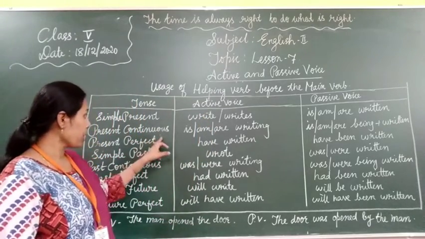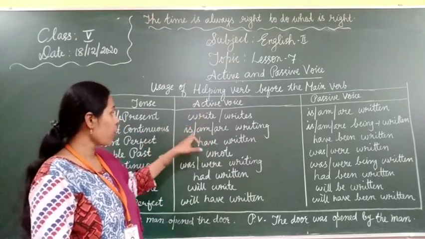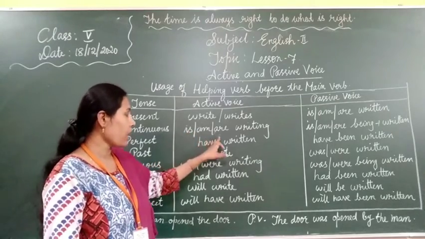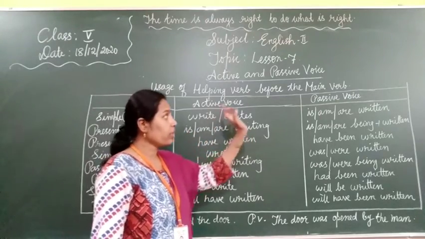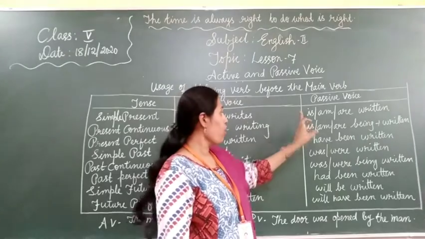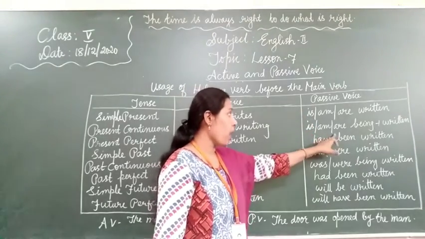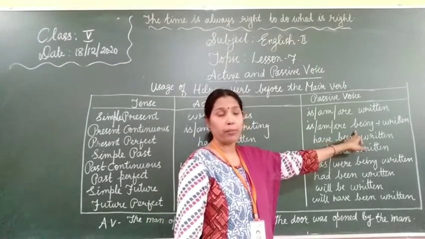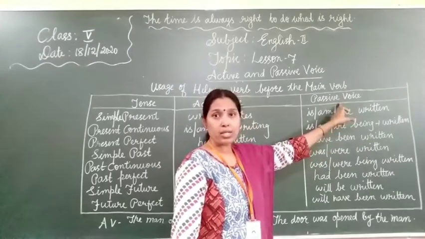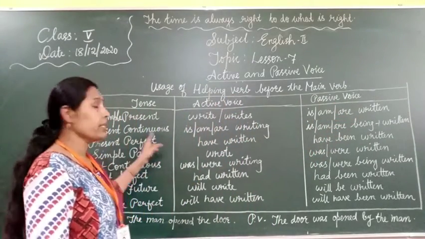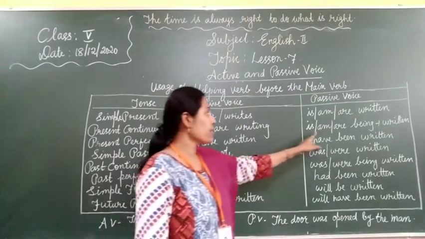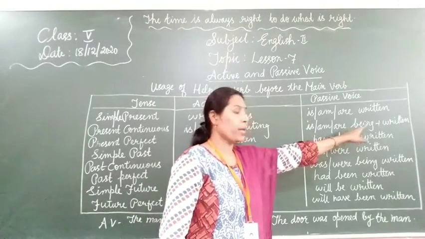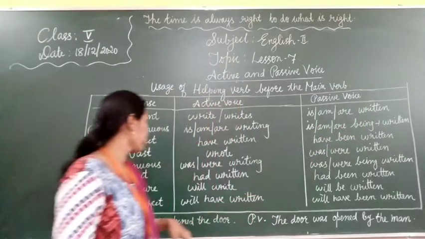Now in present continuous tense and in active voice the helping verb is, am, are plus writing. Then when it comes to passive voice, is, am, are plus being. Being should be added in passive voice for present continuous tense. Is, am, are plus being plus V3, that is written.